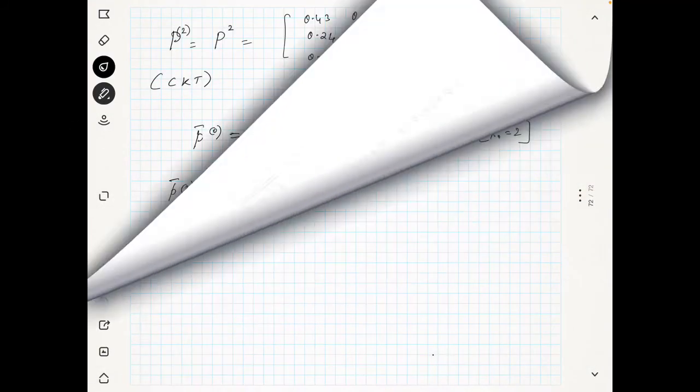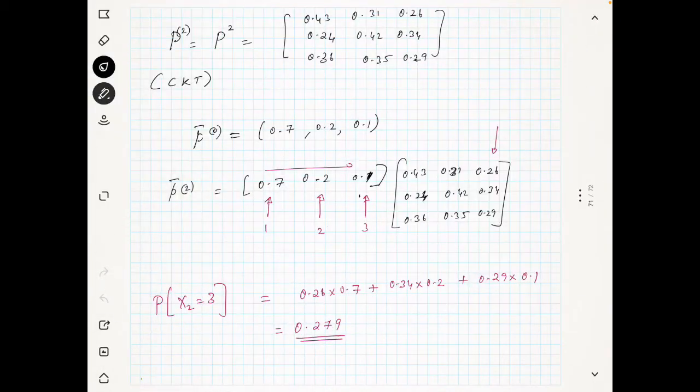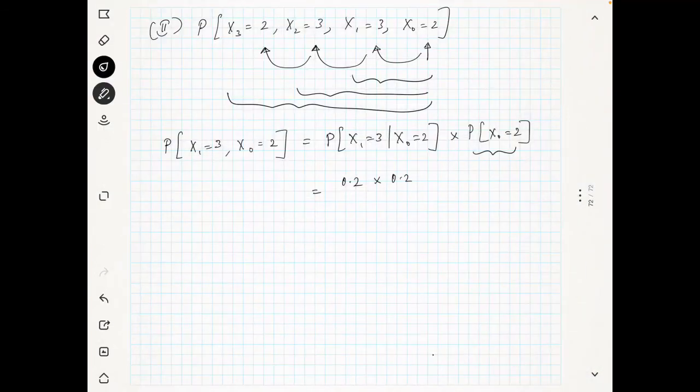So take this value, 2 to 3, so it is nothing but 0.2 times the probability that x0 is equal to 2. X0 is equal to 2 means the initial distribution. So the initial distribution, this is for 1, this is for 2 and this is for 3. For 2 the initial distribution is 0.2. So 0.2 times 0.2 is 0.04.